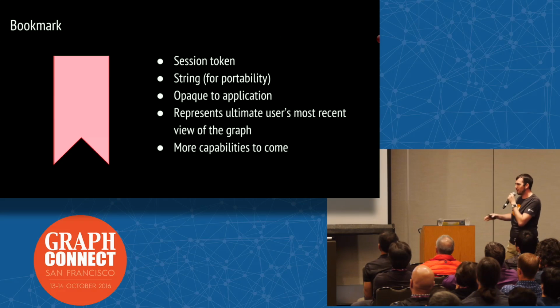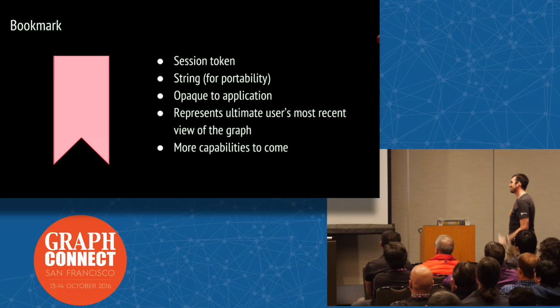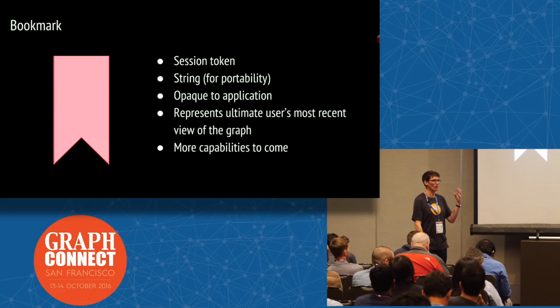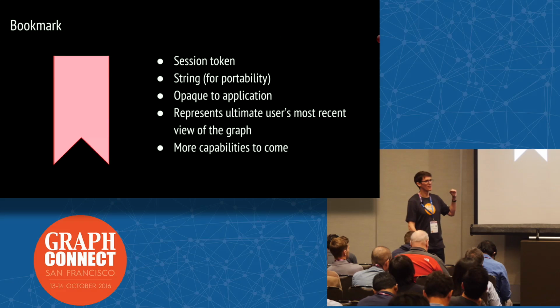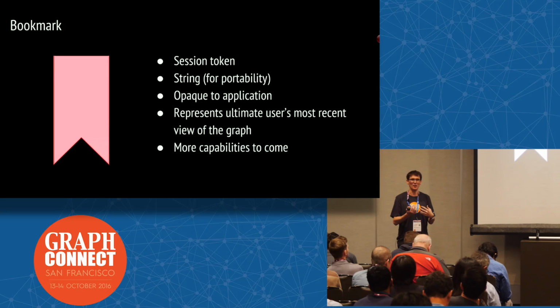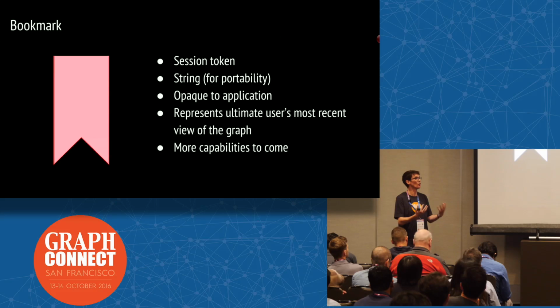So we have a way to solve this with stronger consistency guarantees. And how do we do it? It's really something quite simple, but we've introduced something called a bookmark. And what do we mean by bookmark? It's a thing that acts as a session token. It represents the state of the graph that the user last saw, basically.